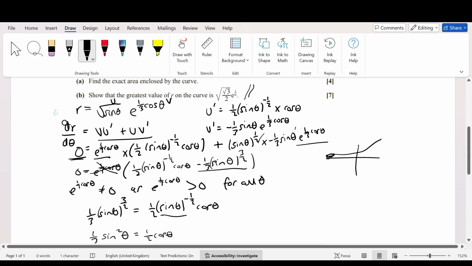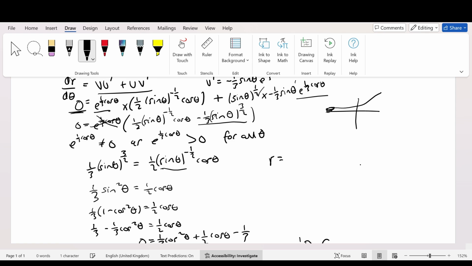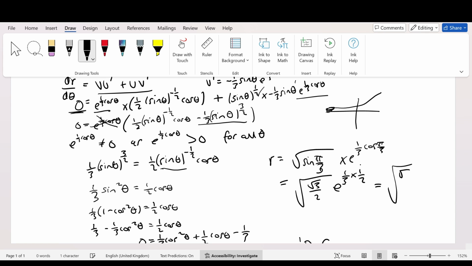Now I'm going to go back up to the top and plug this in to find the maximum value of r. So r is equal to root sine pi over 3 times by e to the third cos of pi over 3. Sine pi over 3 is root 3 over 2, so this goes root 3 over 2 times by e to the third times by a half, and that gives us our final answer of root 3 over 2 times by e to the 1/6 as in the question.